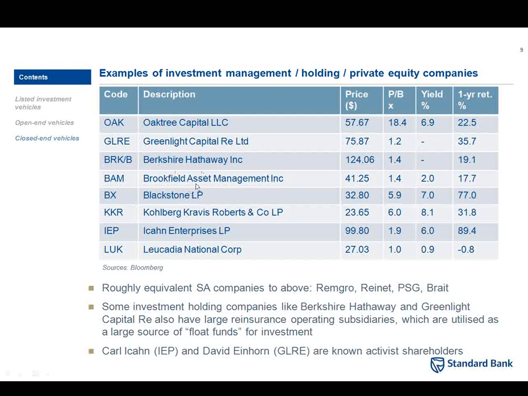Then there's Brookfield Asset Management. We've got Blackstone, which is a classic private equity company, and as you can see, Blackstone has had a blinder of a year, 77% total return. It owned a big stake in, I think, Hilton Hotels, and they relisted that, did an IPO a few months ago and made a mint out of that, plus some other ones as well.